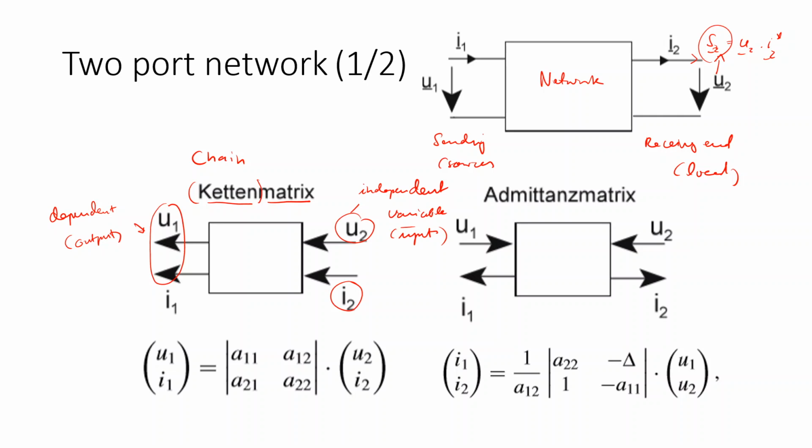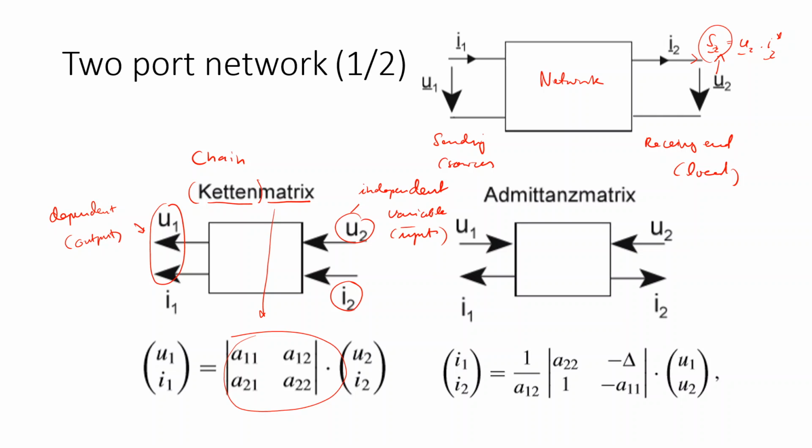So the equation is like this. Knowing U2 and I2, you could compute U1 and I1 by multiplying with a matrix. This is something like a transfer matrix, and this matrix itself is called the chain matrix. All right, I will run through all the possibilities, and then we will do one example to show you how the two-port network works.